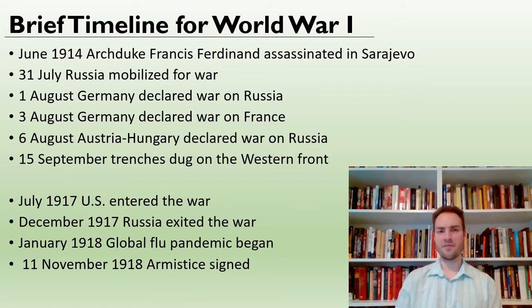So pretty quickly things start to unfold. Within about a month and a half there in late July, Russia starts to get ready for war. In August, Germany is going to declare war on Russia. The next day or 2 days later, it declares war on France. A couple days later, Austria-Hungary declares war on Russia. It's kind of crazy, right? All this stuff fires off really quickly.